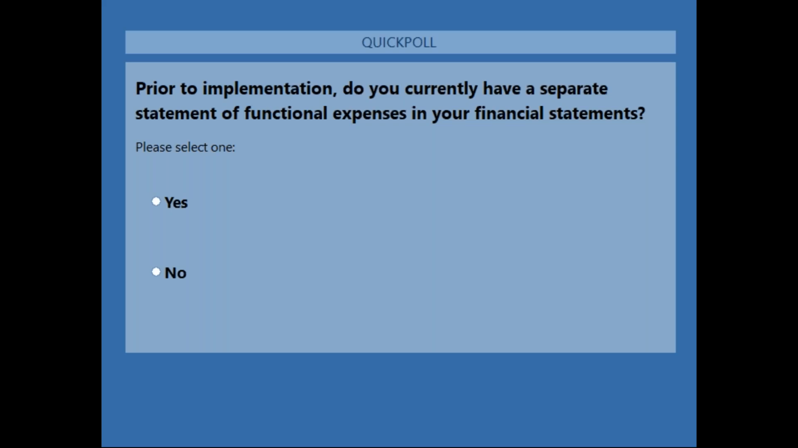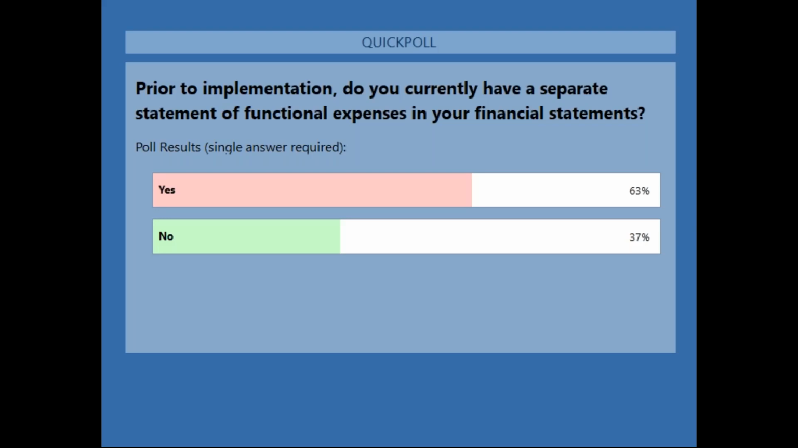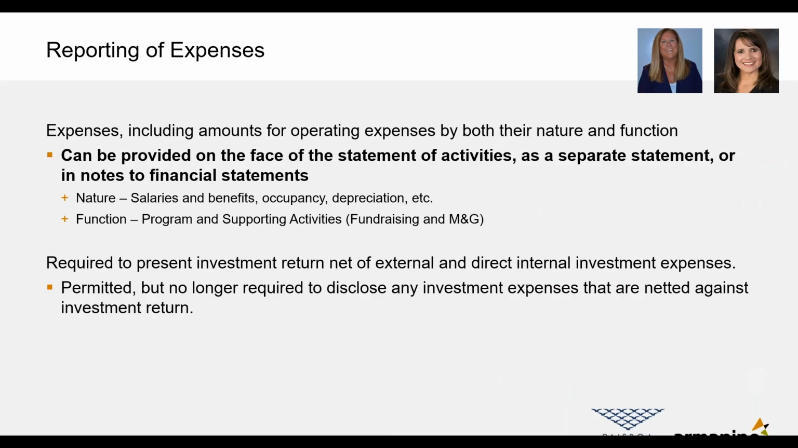We're going to go ahead and close the polls. Okay, so it looks like 63% said yes, that you currently do have a statement of functional expenses, and about 37% of you said no. So that's a good indication, kind of tells us a little bit of the audience that we're looking at there.